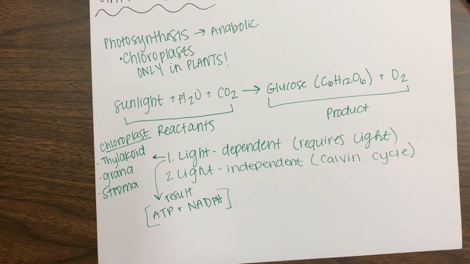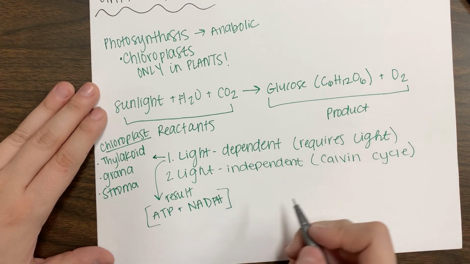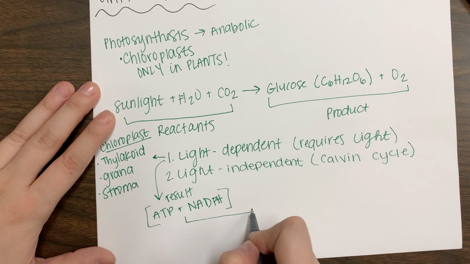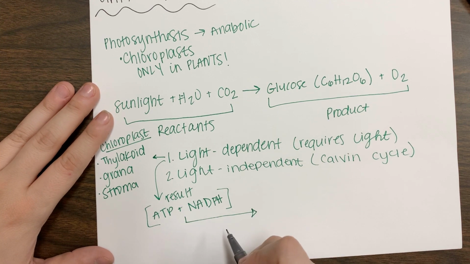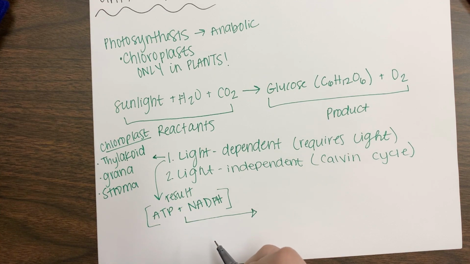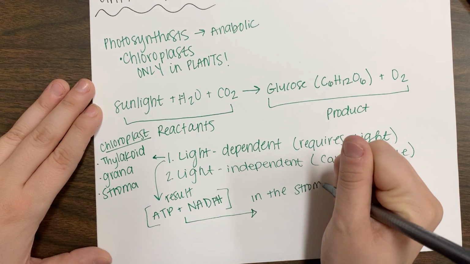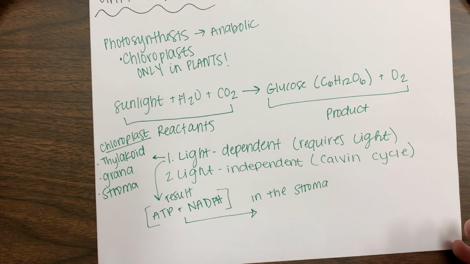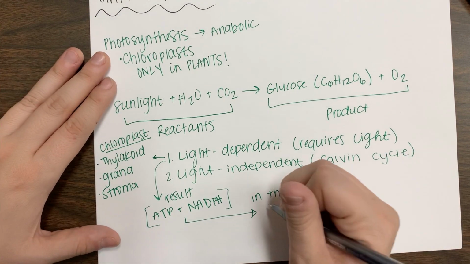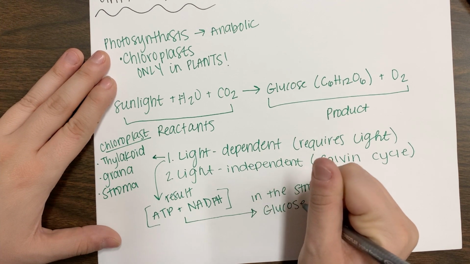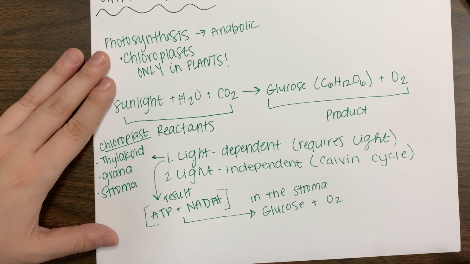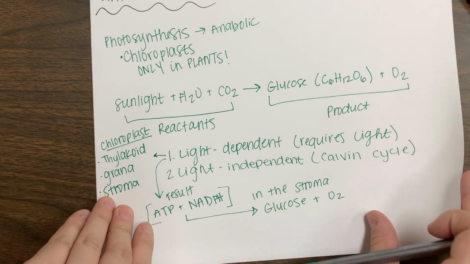So then we're going to get into the light independent reaction, or the Calvin cycle. So in the Calvin cycle, you're starting with this, and you got to break it down into something else. Okay, so this is all happening inside the plant as well, specifically in the stroma. So in that liquid kind of surrounding everything. And what it's going to do, it's going to break down these two molecules, and it's going to give you the glucose and the oxygen that you need. Okay, that's photosynthesis.